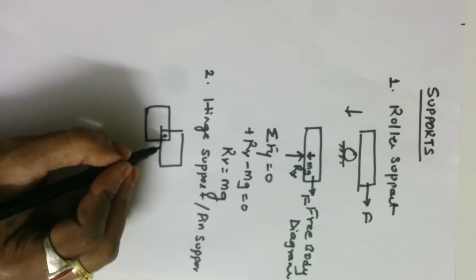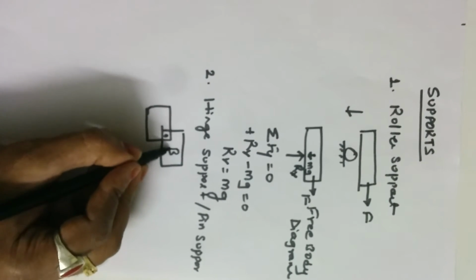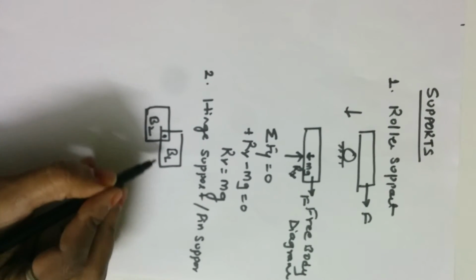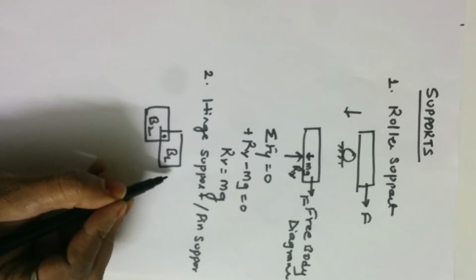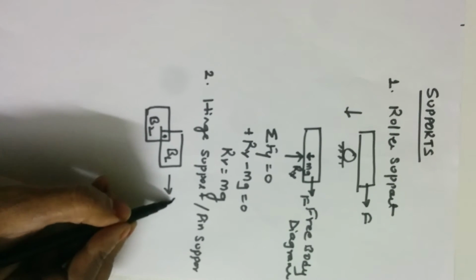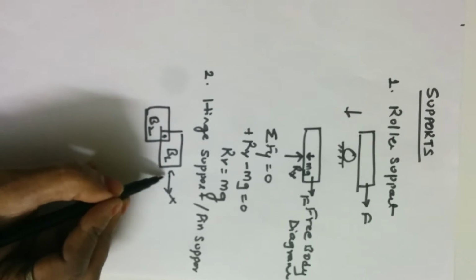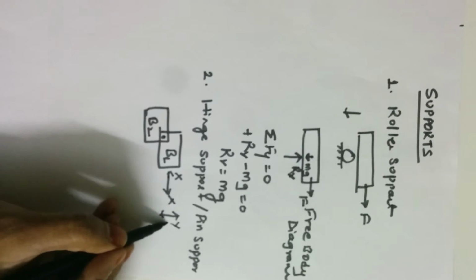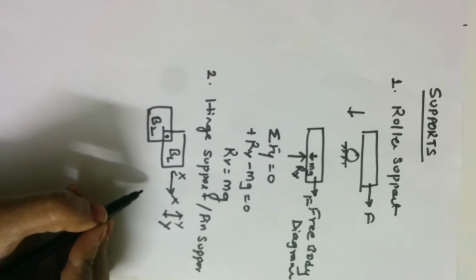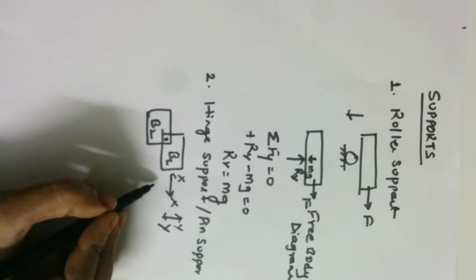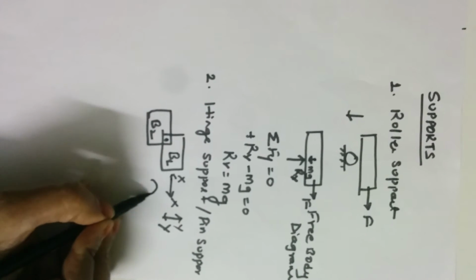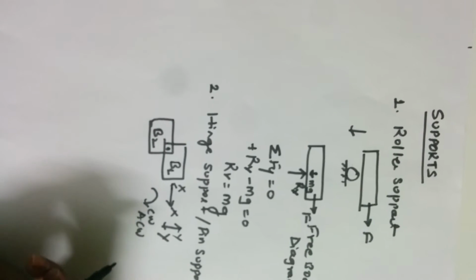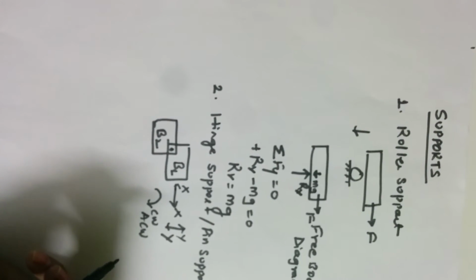A pin support will not allow, suppose this is the body which you are analyzing, body 1, and this is another body 2, and because of the pin support, the body 1 will not be allowed to move in the x direction, either in positive x or negative x, and the body 1 will not be allowed to move in the y direction. However, the body 1 will be allowed to rotate in any direction, either clockwise or anti-clockwise. And this is because of the pin which is attached between the body 1 and body 2.